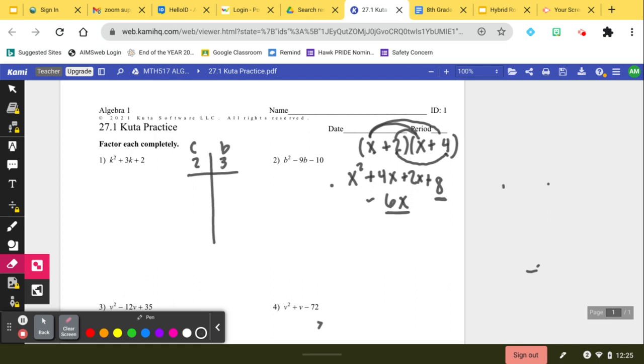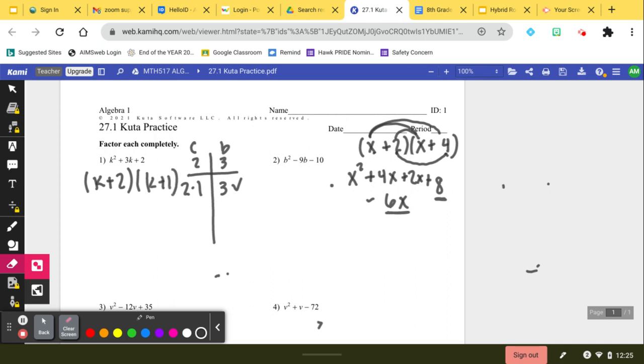So just thinking of factors of 2, really, it's just 2 times 1. And when you add them together, they give me 3. So that means the two last terms of my binomials must have been 2 and 1. So my binomials were k plus 2 times k plus 1.